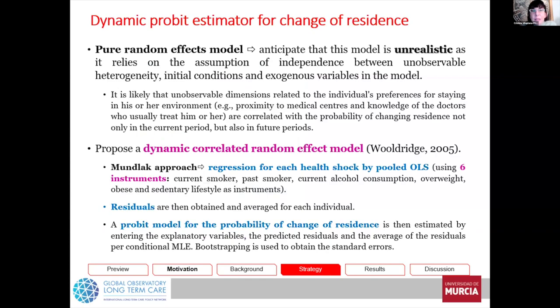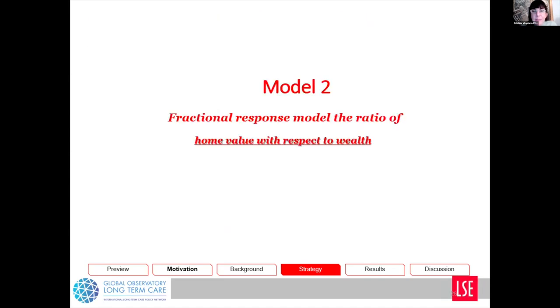So we propose a dynamic correlated random effects model, because the pure random effects model could be really unrealistic. First, we perform a regression for each of the health shocks by pooled OLS. Using the instruments, we obtain the residuals and an average for each individual. And finally, we estimate a probability model for the probability of change of residence, entering the explanatory variables, the predicted residuals, and the average of the residuals, estimated by maximum likelihood.